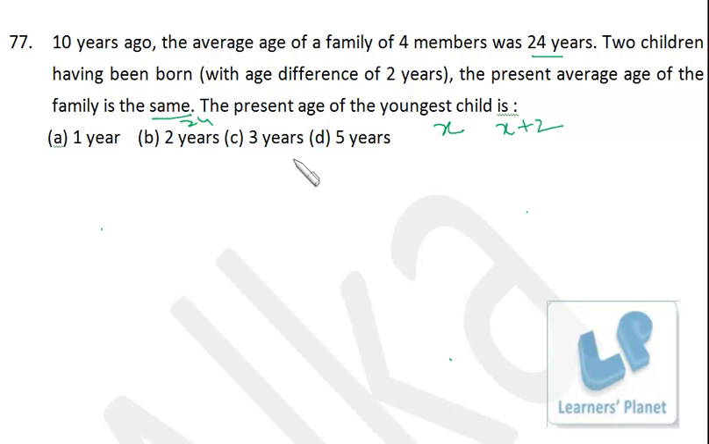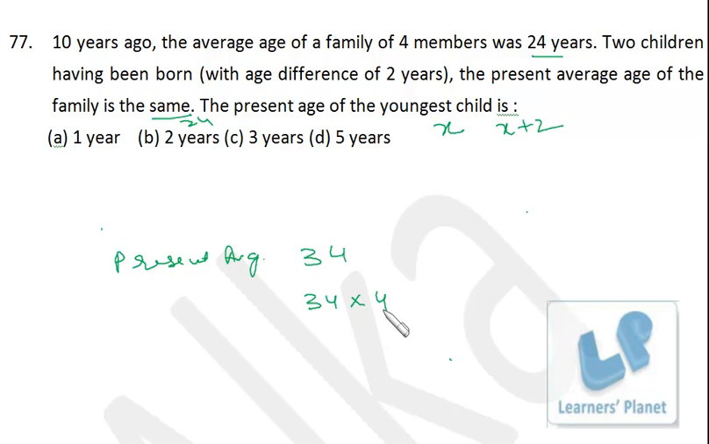Now what? Initially the average was 24 years, that is 10 years ago. That means the present average, because each data is being increased by 10, so overall average will also be increased by 10. So present average of these 4 persons is 34, right? So present total must be 34 into 4 of these 4 persons only.